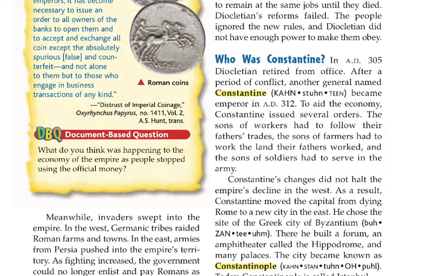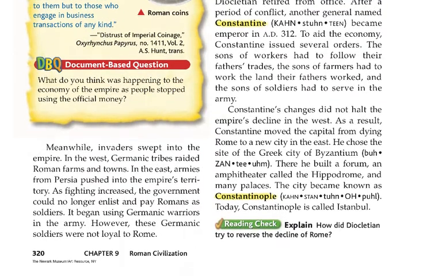Constantine's changes did not halt the empire's decline in the west. As a result, Constantine moved the capital from dying Rome to a new city in the east. He chose the site of the Greek city of Byzantium. There he built a forum, an amphitheater called the Hippodrome, and many palaces. The city became known as Constantinople. Today, Constantinople is called Istanbul.